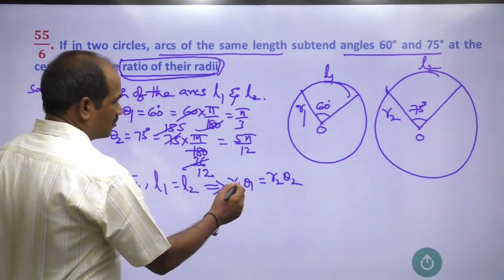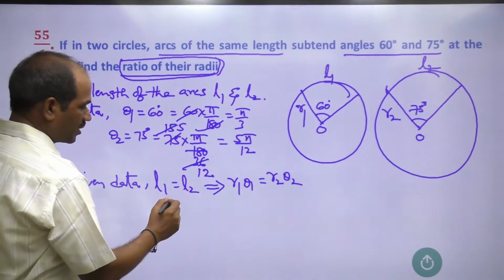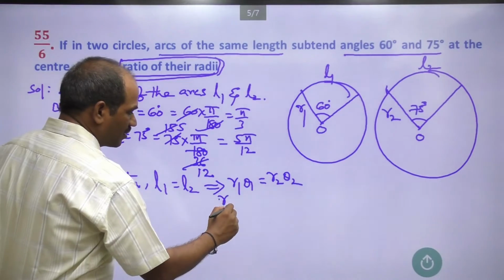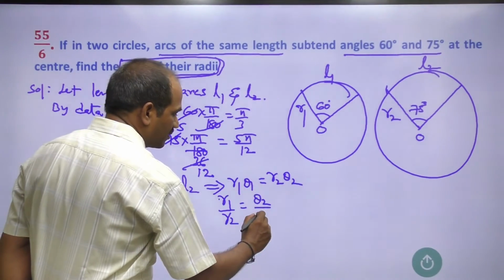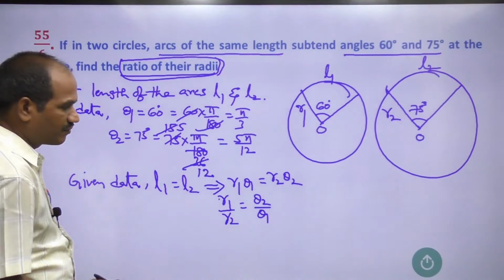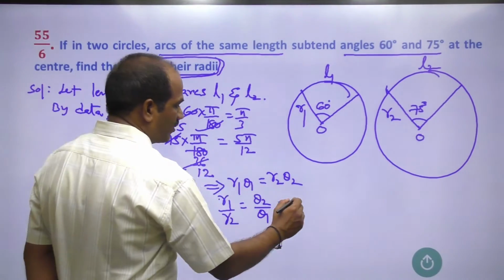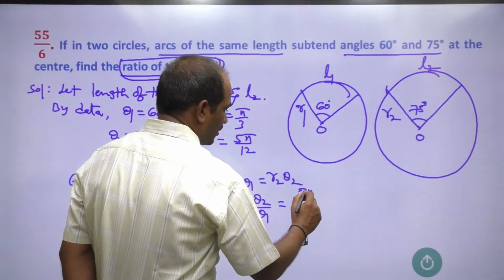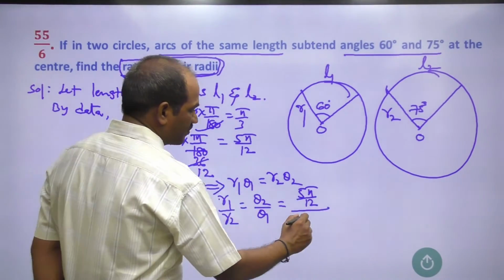So, find the ratio of their radii. This ratio is R1 by R2. R1 by R2 is equal to theta 2 by theta 1. Theta 2's value is 5 pi by 12, and theta 1 is pi by 3.